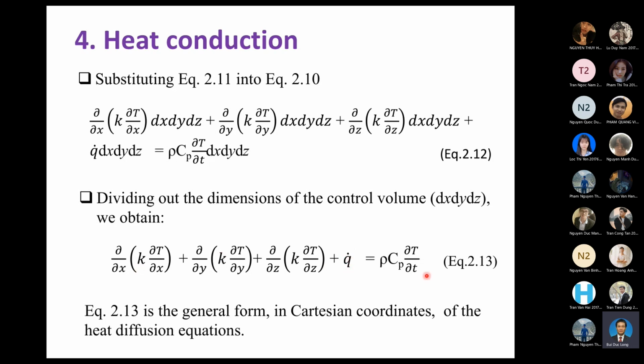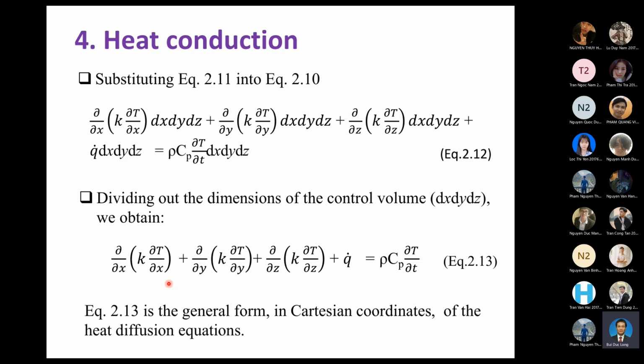This form is for Cartesian coordinates. Now we continue to simplify this equation by making some assumptions. Please take note of this equation in general form. This is the general form for heat transfer in three dimensions in Cartesian coordinates.